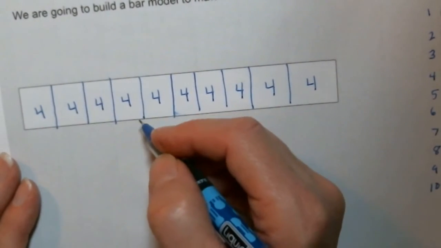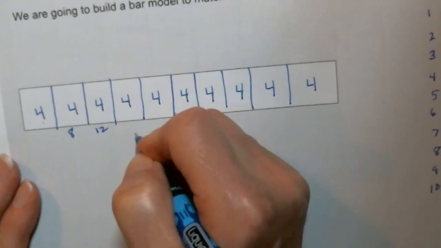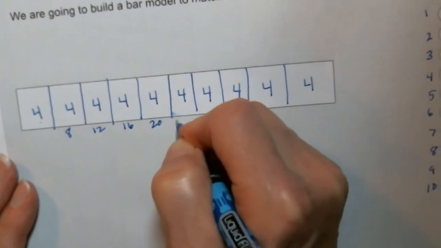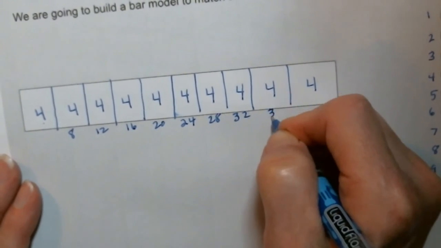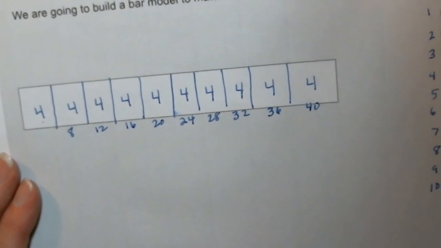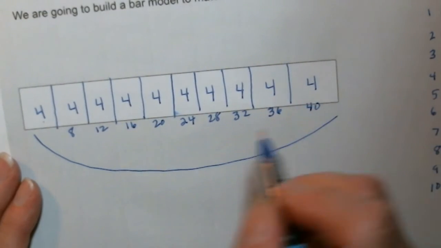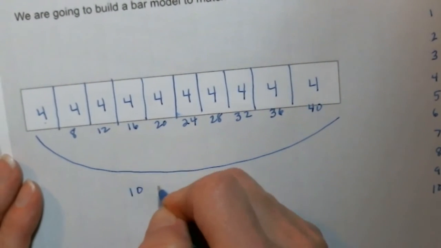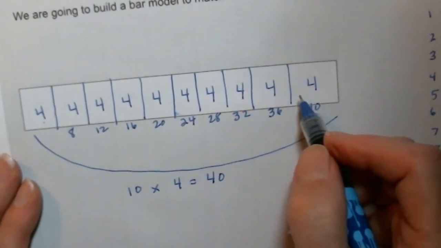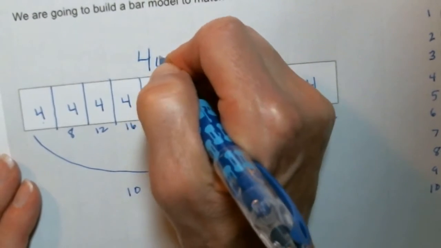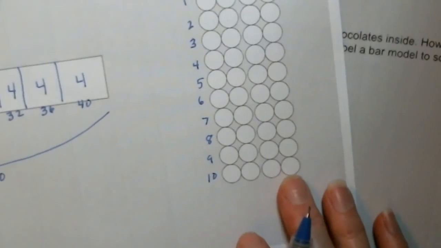Now, we can skip count to figure it out. We can go 4, 8, 12, 16, 20, 24, 28, 32, 36, 40. 10 times. And sometimes they write it down like this. They'll have 10 times 4 equals 40. Or sometimes they'll write the total, 40, on the top. This is representing this.